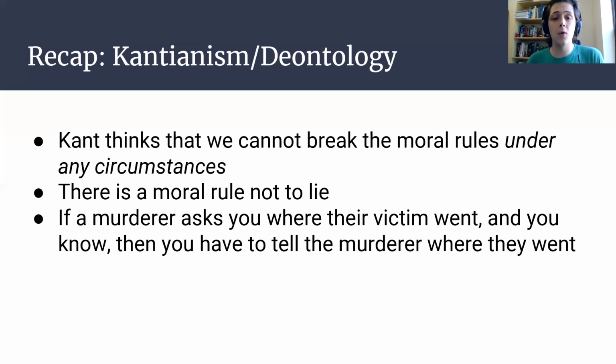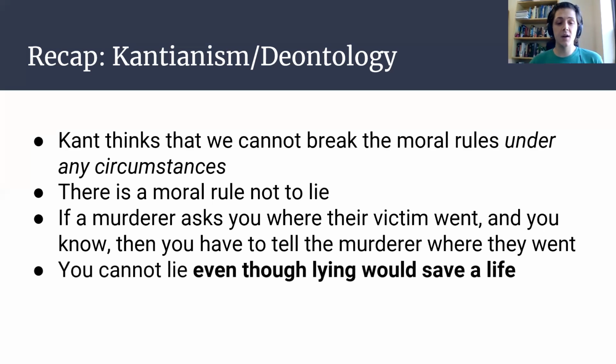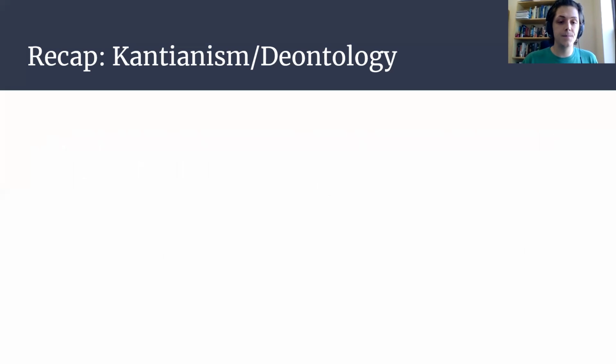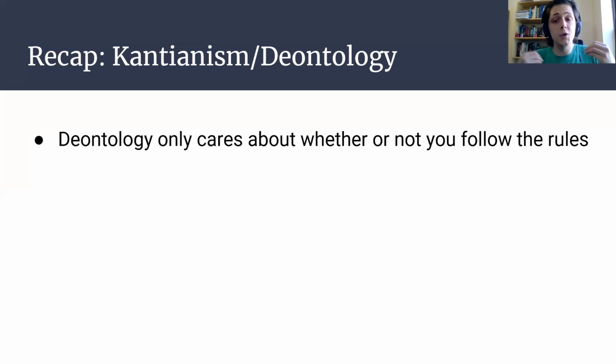To say, no, I don't know, would be a lie. And lying is always wrong because there's a moral rule not to lie. So violating that rule is automatically morally wrong. That's Kant's deontological picture. You cannot lie. You cannot break the moral rule. Even if lying would save a life, even if you would save lives by lying, you still can't lie on the deontological Kantian picture. Because as long as you're breaking the moral rule, you have done something morally wrong, and that's the end of the story.